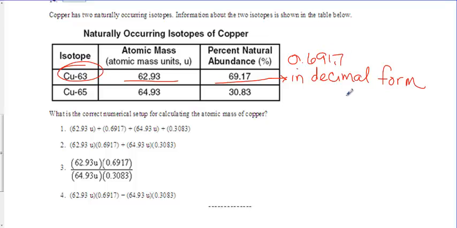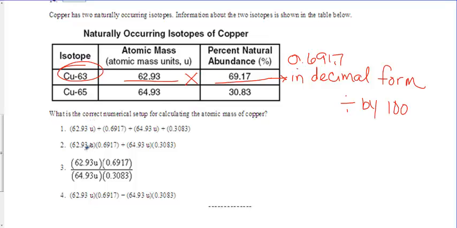All you do is divide by 100. To get percent, we multiply by 100. To go back to decimal, we divide by 100. So our first thing would look at the first isotope. We take the atomic mass, 62.93, and multiply it by the percent abundance in decimal form. So let's look at our choices here and see what we have.